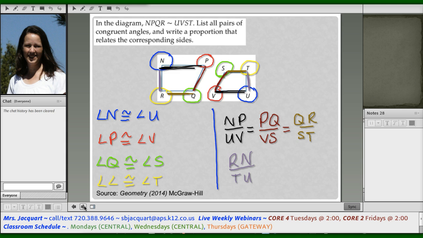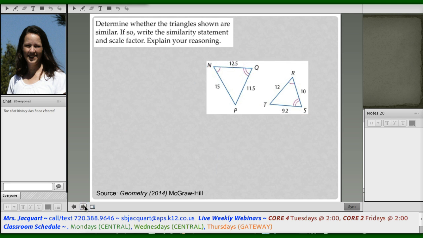Okay, and the net effect of that entire thing means that NPQR is similar to UVST. There you go. Okay, determine whether the triangles are similar. If so, write a similarity statement.